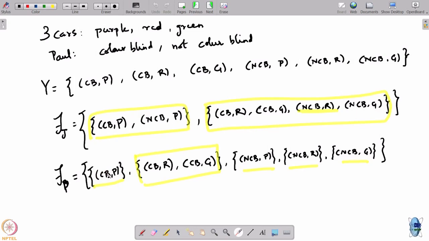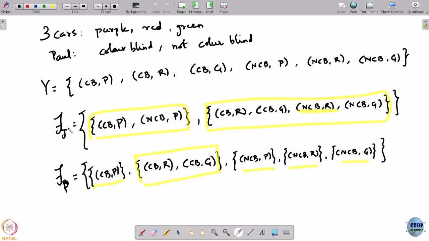So the states of the world in which Paul knows that the purple car has won are both CBP and NCBP, right? In both of these states, Paul knows that the purple car has won. In summary, Paul knows that the purple car has won when the purple car has won. Is that clear? Because the states of the world in which Paul knows that the purple car has won is actually the set A itself. Okay. All right.